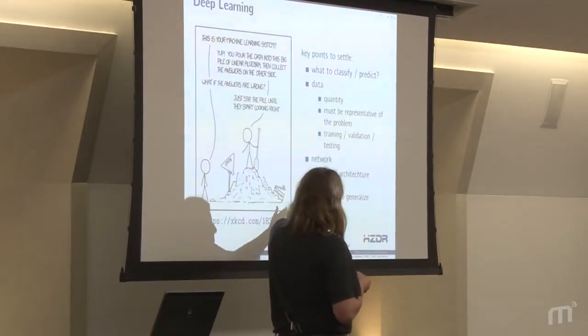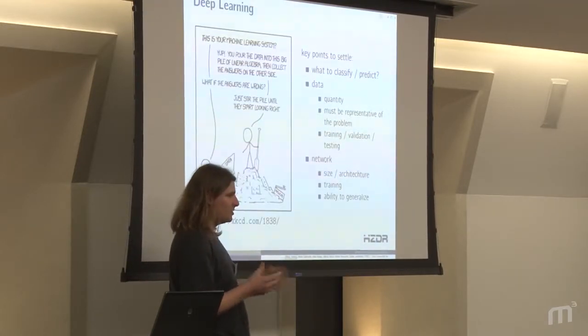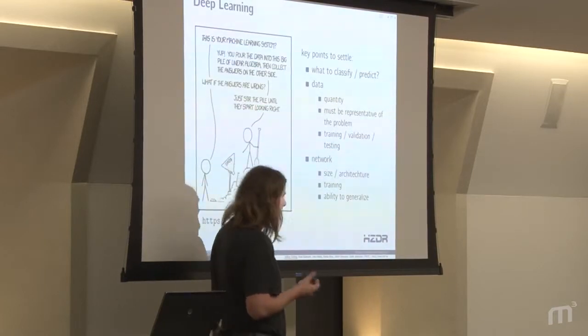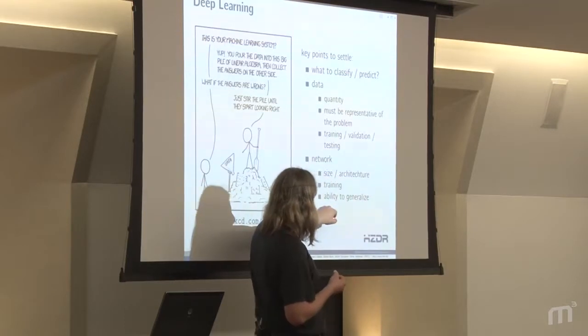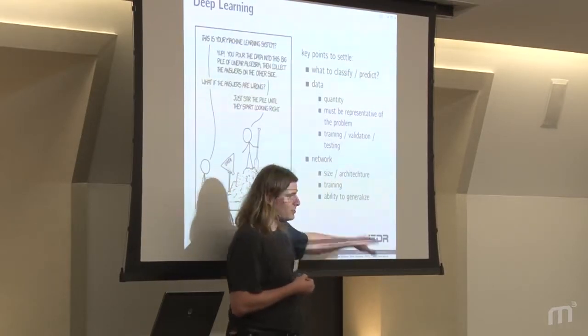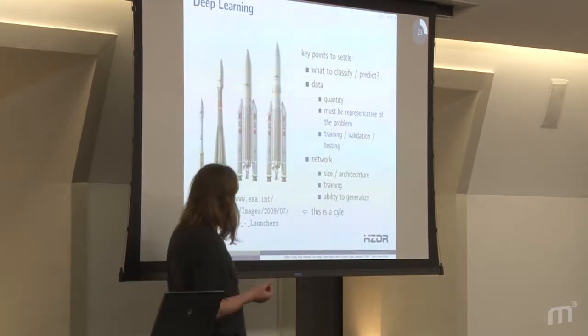Then you have your network, in case you do deep learning. In this case, we are doing deep learning because we're working with images. Deep learning has been proven to work really well with images. So there's the size of your network, how you train it, and then it needs to be able to generalize. You don't want to have overfitting. And basically, you do this in a cycle.